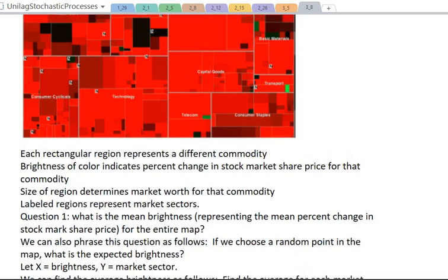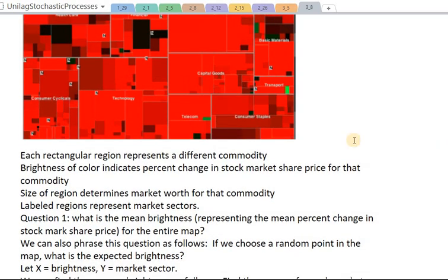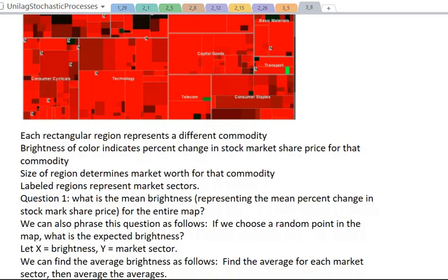Right? So let's represent the brightness by a random variable, X, and the market sector by Y. So we have, for instance, capital goods, that's one value of Y. We could say that's Y equals 1. Transport, that's Y equals 2. Consumer staples, that's Y equals 3, and so on. The value of Y doesn't really matter because what we're concerned about is the value of X. Now, the value of X will depend on the value of Y, but the value of Y is not going to be an arithmetic contribution to the expected brightness.